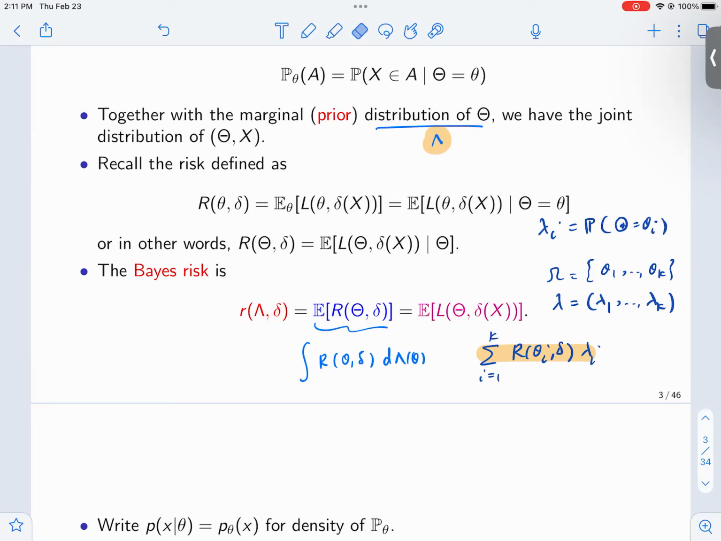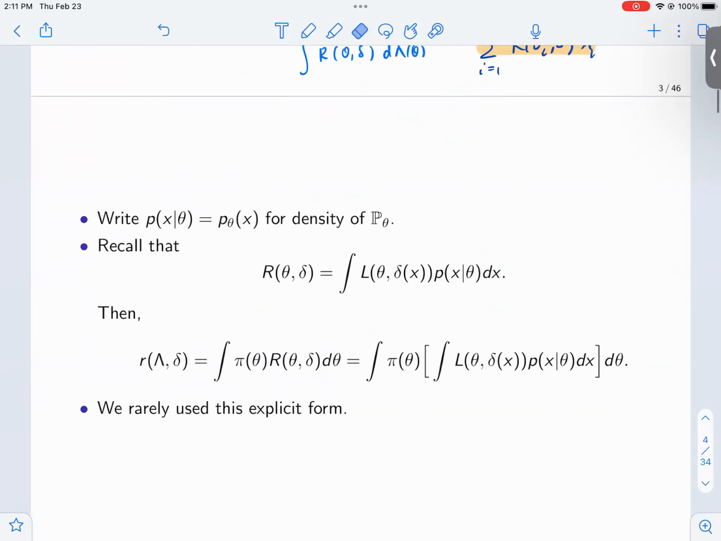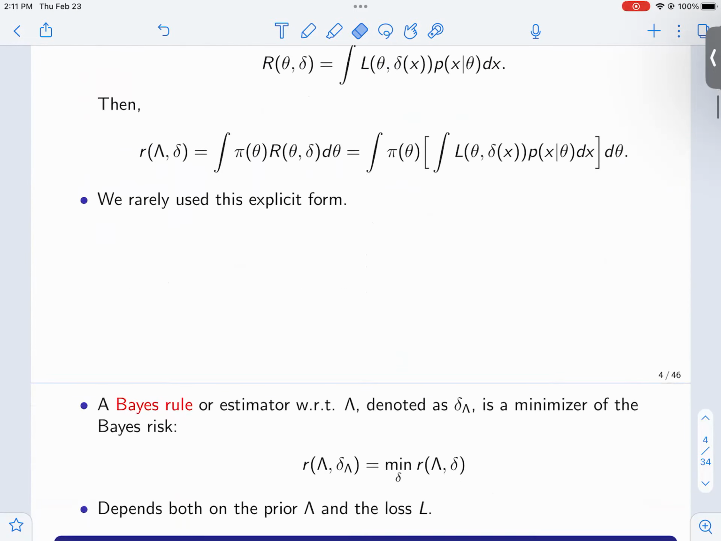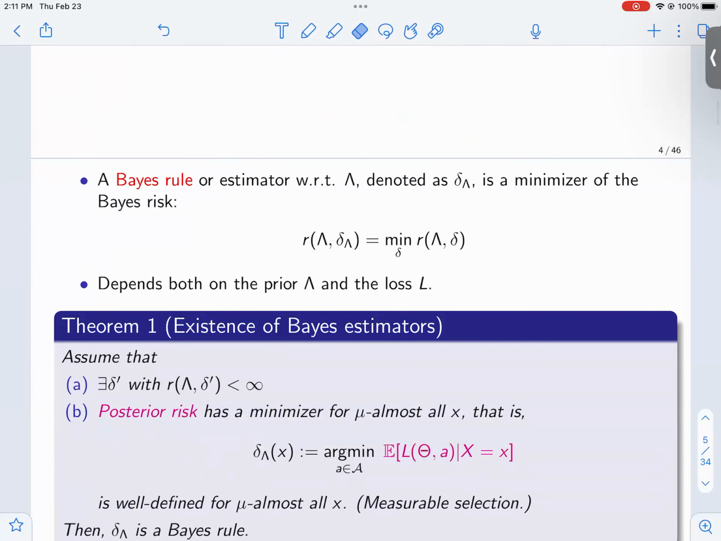And now we have a number, and we can ask what is the minimum value of this, and what decision rule achieves that. So this is the Bayes risk. These are different ways of writing it. You can figure that out for yourself. The Bayes rule is the one that minimizes the Bayes risk. Okay, so that's what we had there.